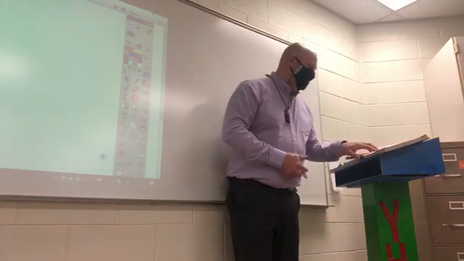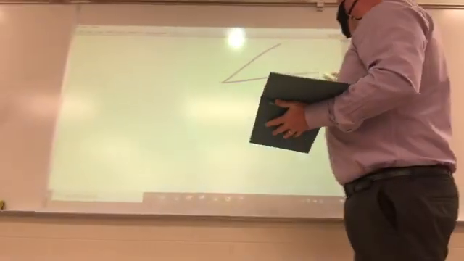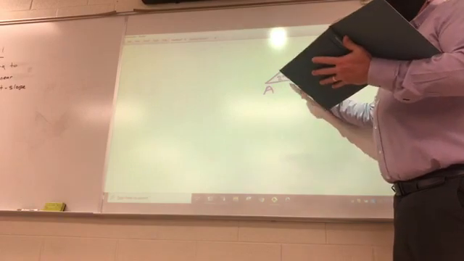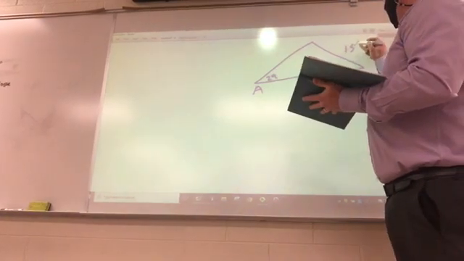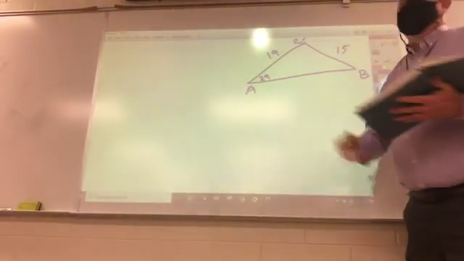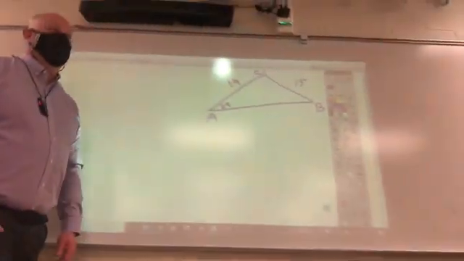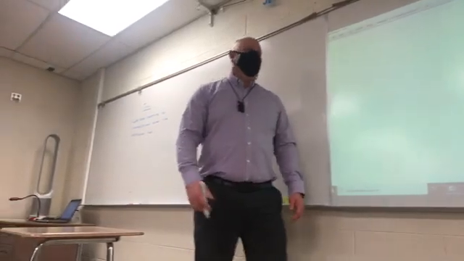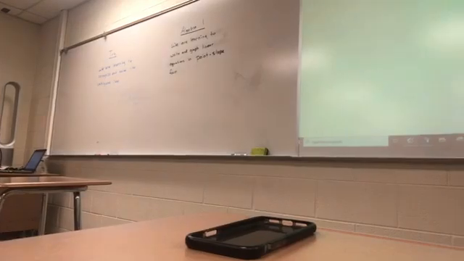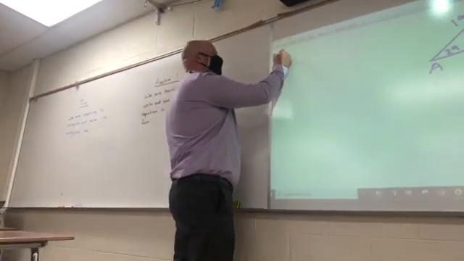Try number 4. What's number 4? So they got angle A is 29. Side A is 15. Side B is 19. Are we doing every second problem? Yeah, we're doing the evens. So the homework is 2 to 28 even.